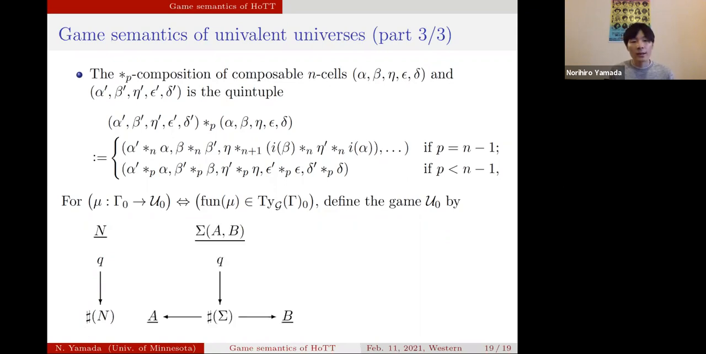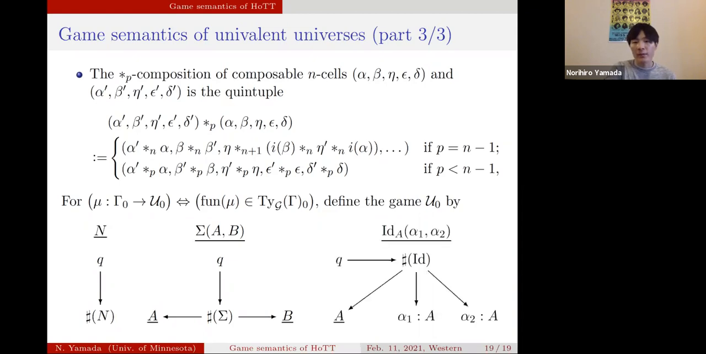And in the case of sigma, again, the opponent asks a question first in this game U0. What's the game? And the player answers by the Gödel numbering of sigma, saying that it's a sigma. And the opponent can proceed to ask the first component A or the second component B. And if A is, say, N, then a play here just looks like the play here. And similarly for the construction pi.